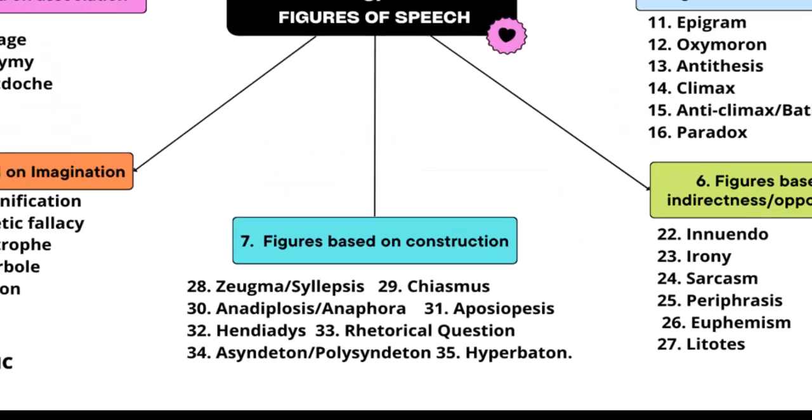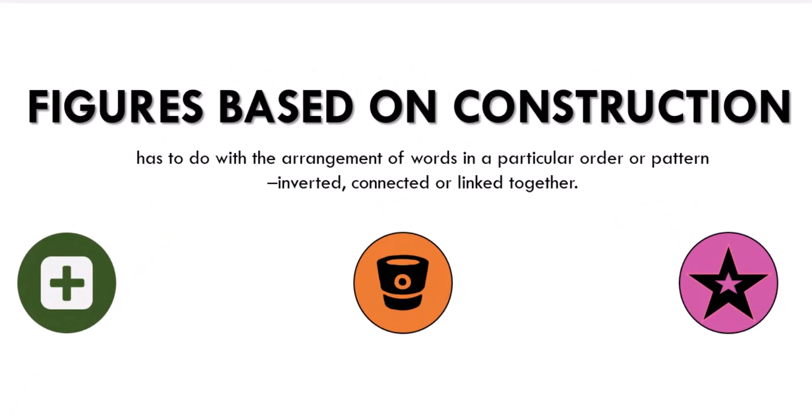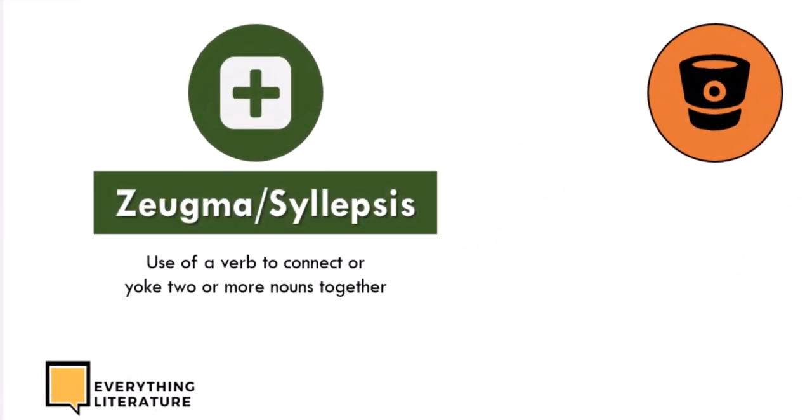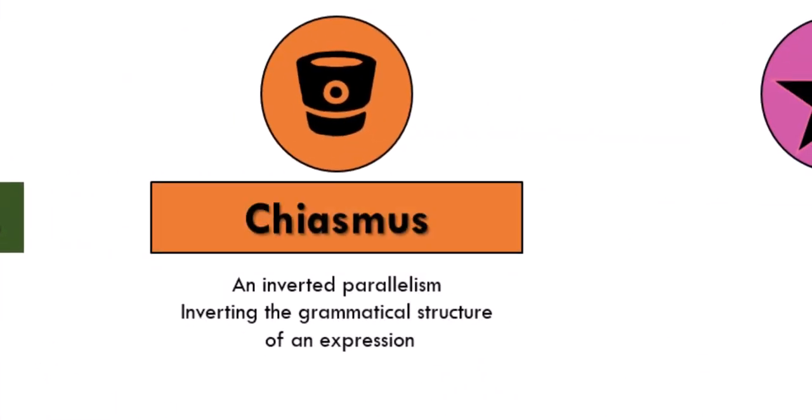So, what do we mean by figures based on construction? This has to do with the arrangement of words in a particular order or pattern. Maybe it's been inverted, it's connected, or linked together. It just has to do with how the words are being arranged. Okay, and under this we'll be talking about Zeugma or syllepsis. Now, Zeugma and syllepsis are quite related because it has to do with the use of a verb to connect or yoke 2 or more nouns together. Take note of the word yoke. Okay, then we have chiasmus, which has to do with inverted parallelism.